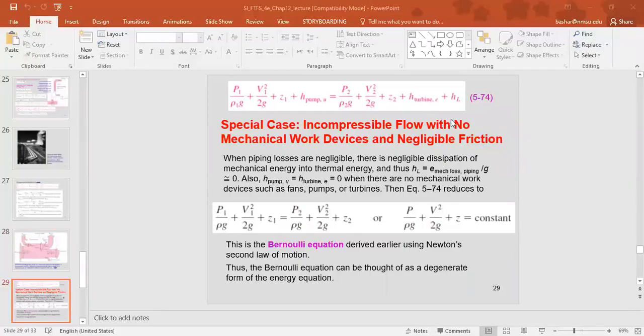So the energy equation for a steady flow in its head form is shown again here in this equation. Now, as a comparison between the energy equation and the Bernoulli equation, if we don't have shaft work devices, that means this term and this term will disappear. And in case we don't have losses in the flow, then the energy equation reduces to the Bernoulli equation.